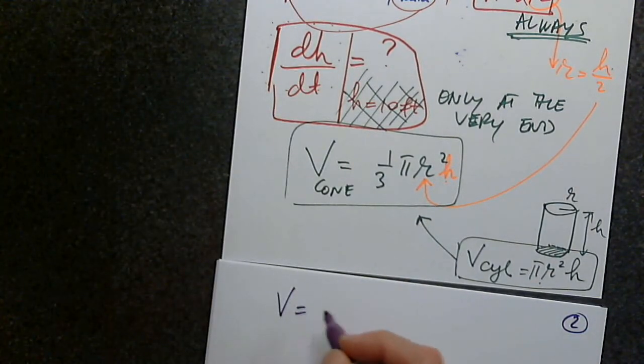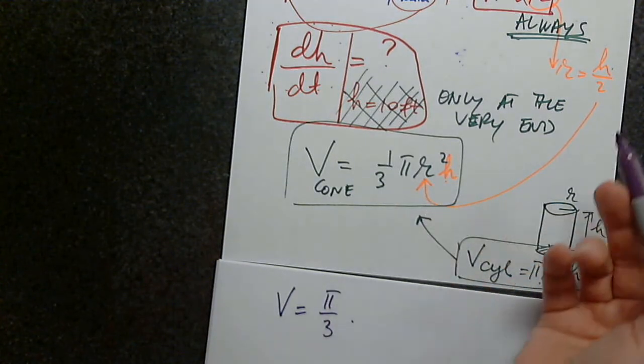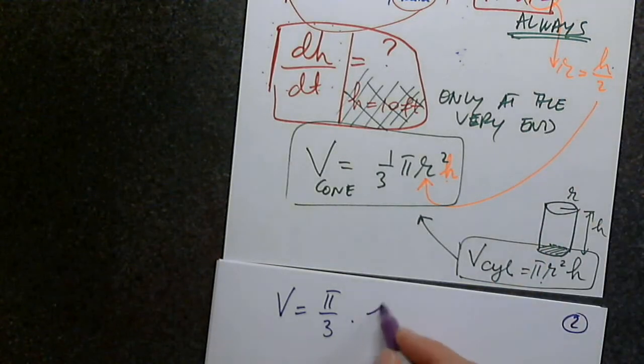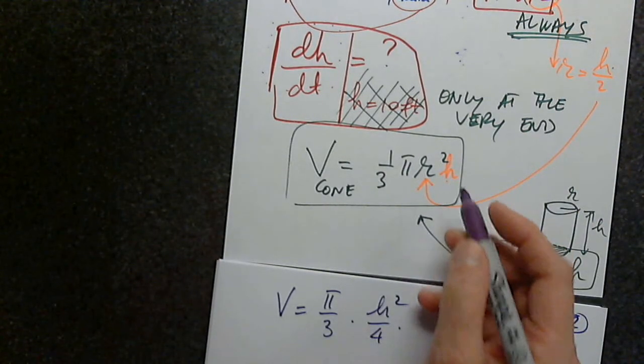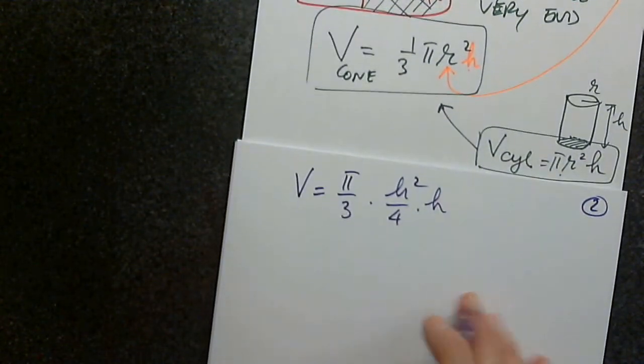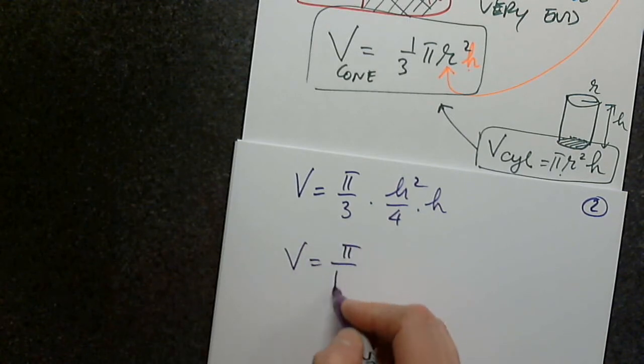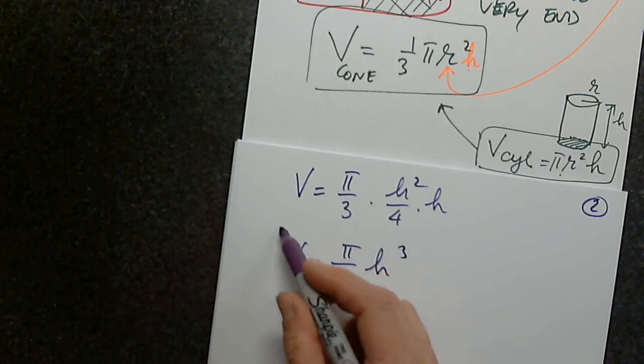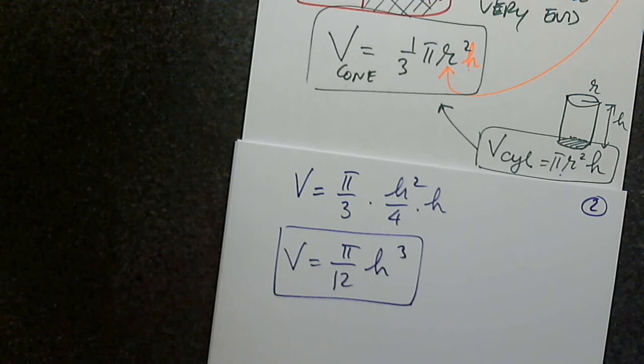that is indeed a function of one variable, in this case, pi over 3 times the radius, which will be h squared over 4, multiplied by h. So then the volume will be pi divided by 12 h cubed, which is quite a simple equation. So this equation relates the two functions in question, the volume and the height.